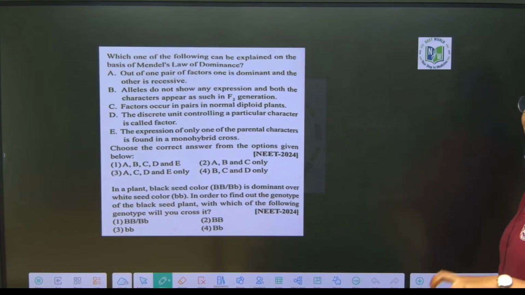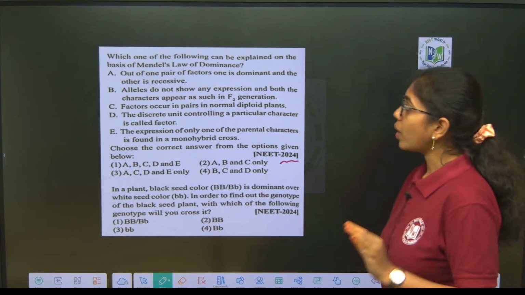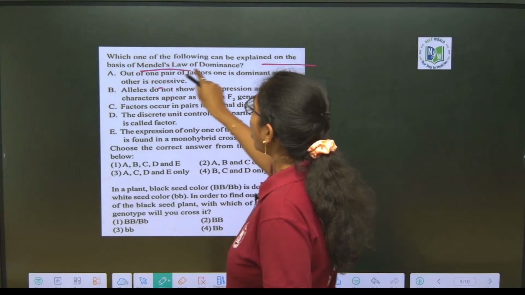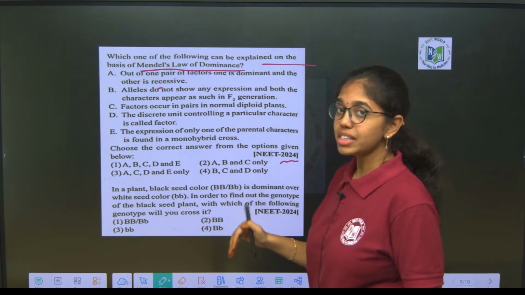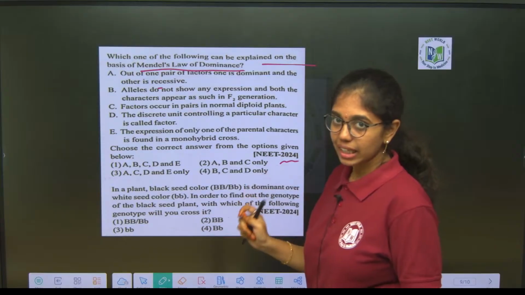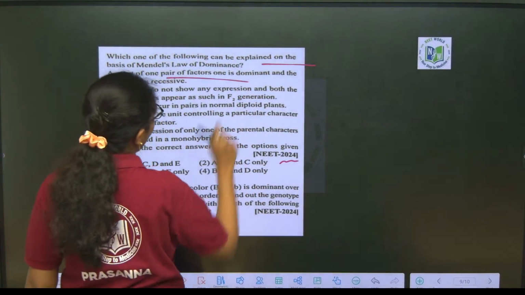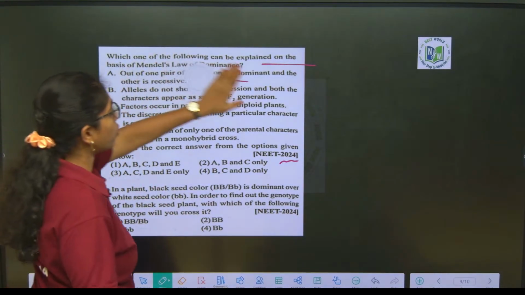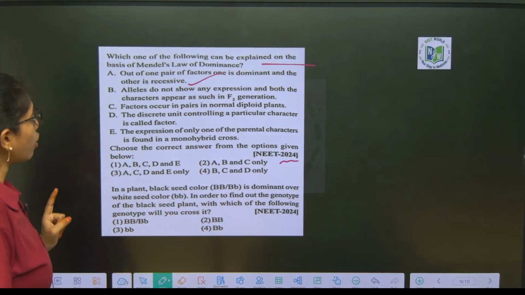Yes, again a multi-statement question appeared in the year 2024. Which one of the following can be explained on the basis of Mendel's law of dominance? Simple statements, but you need to identify it keenly. Statement A, out of one pair of factors, one is dominant and the other is recessive. Yes, right, that is said in the law of dominance.